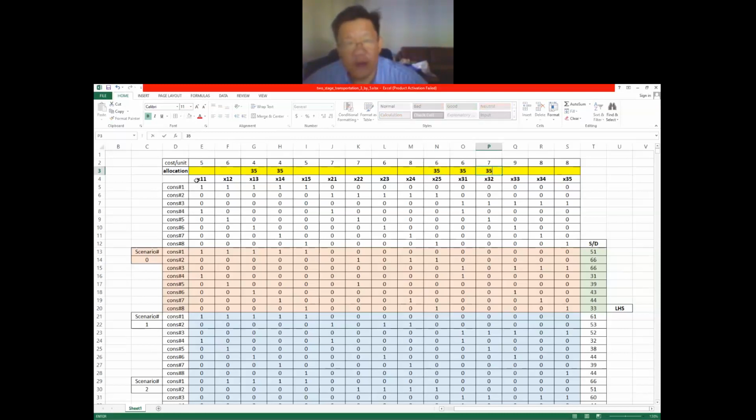So this is just a sample solution here, and you know the related cost. For the total cost, I use my evaluation cell here.